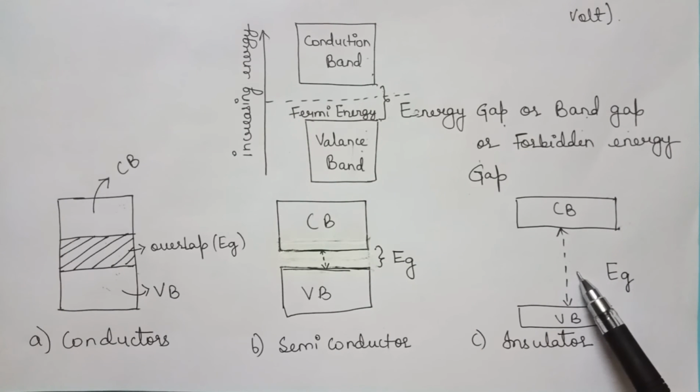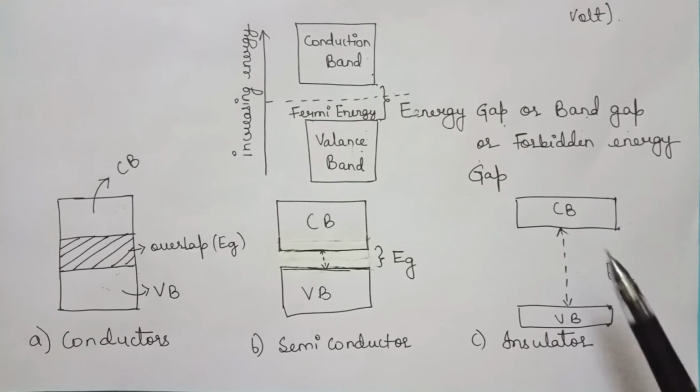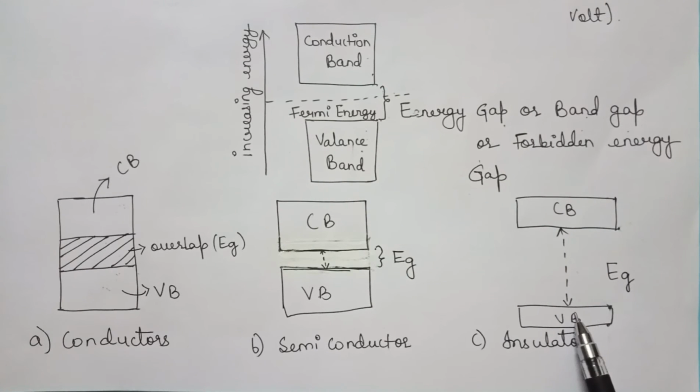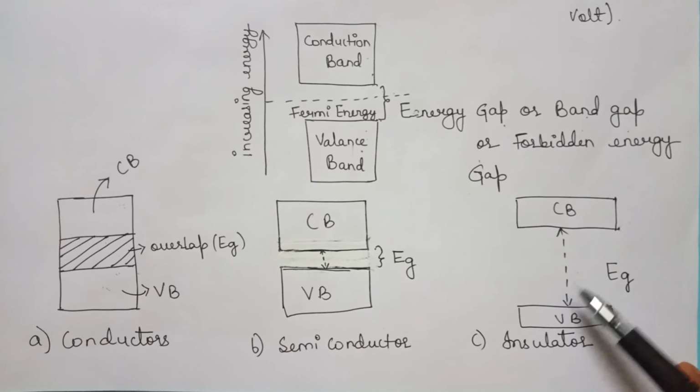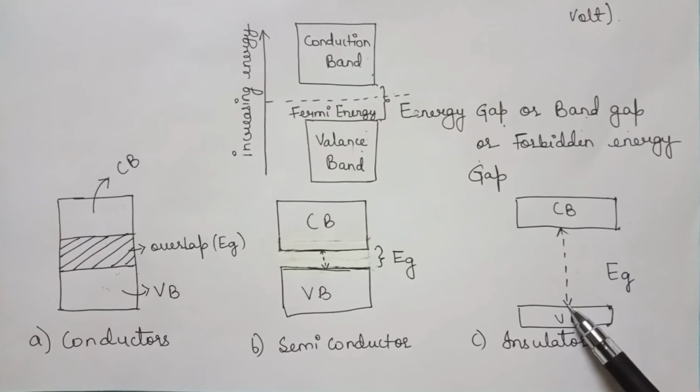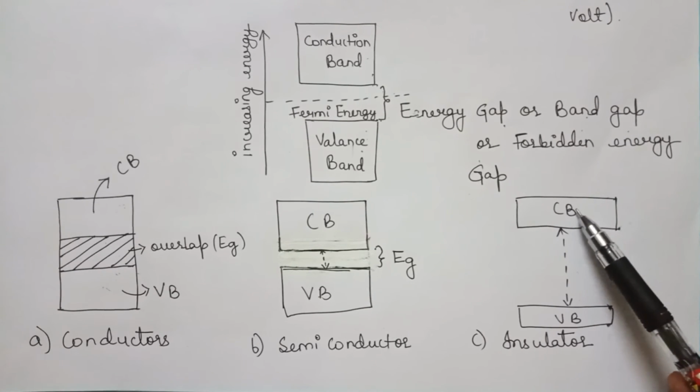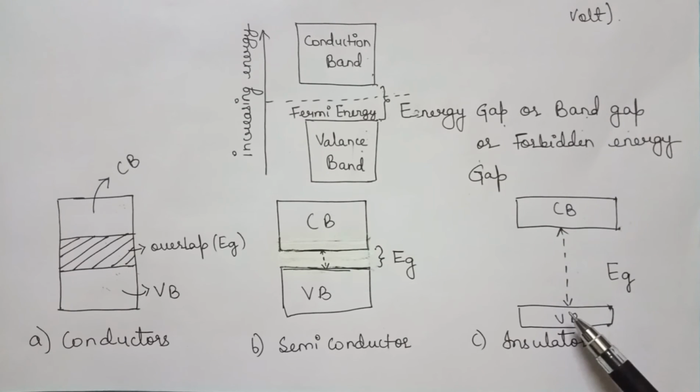The last diagram is of the insulators. This is the conduction band and this is the valence band. You can see that there is a large gap between the conduction band and the valence band. Hence, electrons cannot flow from this end to this end, so there is no conduction. Hence, these are known as insulators.